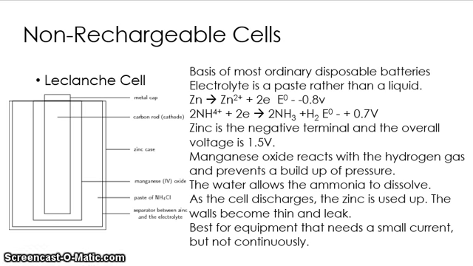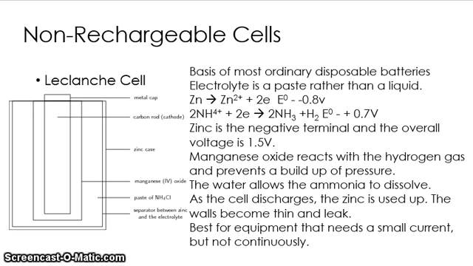Now, the eagle-eyed amongst you will notice, if you look in your electrochemical series, that those values are different to what is in the electrochemical series. That's because the conditions we are using here are non-standard. Remember, when you've got the electrochemical series, those voltages are for standard conditions, and in the Leclanche cell, they're not standard conditions, so the voltage is different.